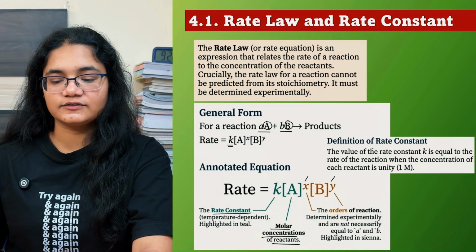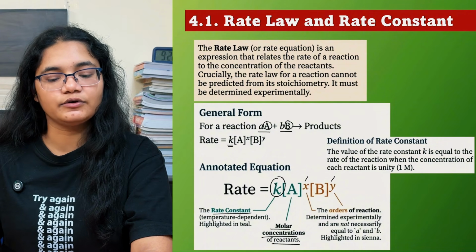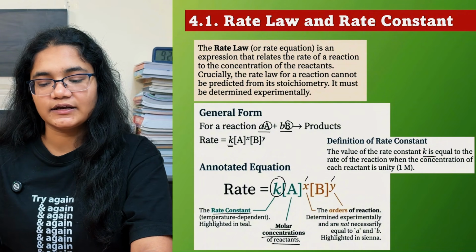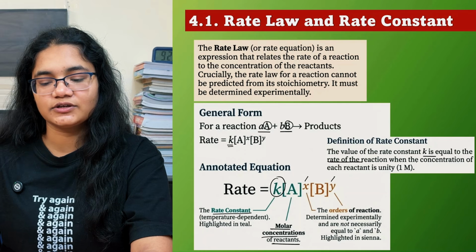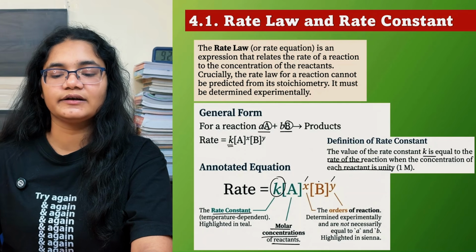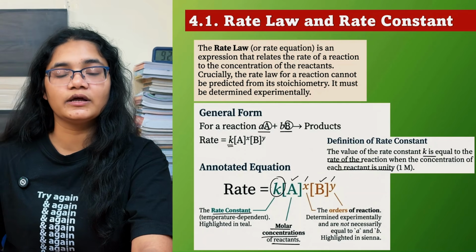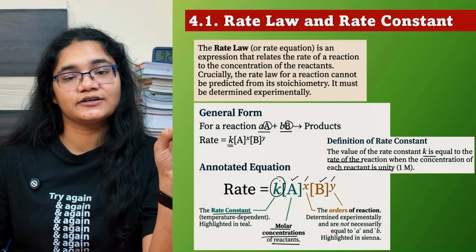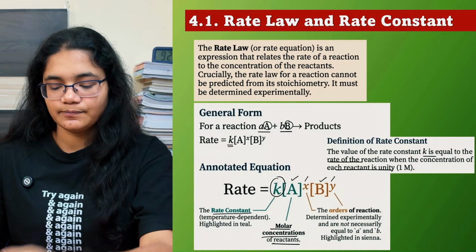Now moving to the next one, what is this rate constant? How will you define it? The value of rate constant K is equal to the rate of the reaction when the concentration of each reactant is unity. If this is 1 molar, this is 1 molar, at that time whatever is the rate of the reaction, that is equal to the rate constant.